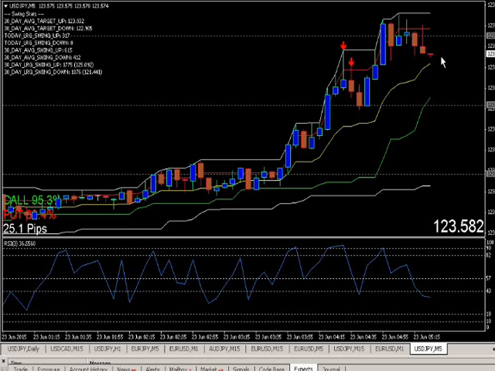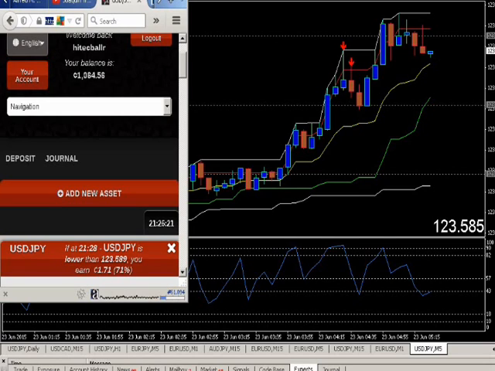If we were to hit that level again, we're going to get an alert. There it goes. I think you can hear that. And that's the alert for when that support level is actually hit. And remember, that support level that we had was 123.577.